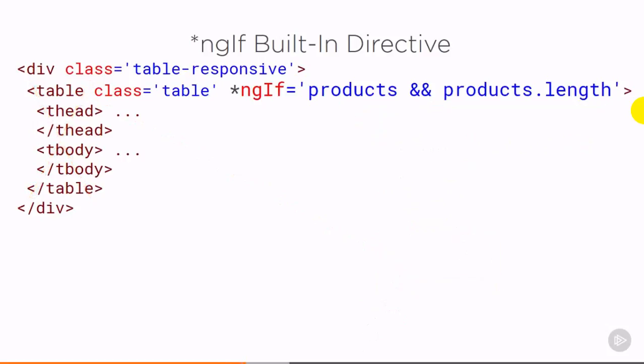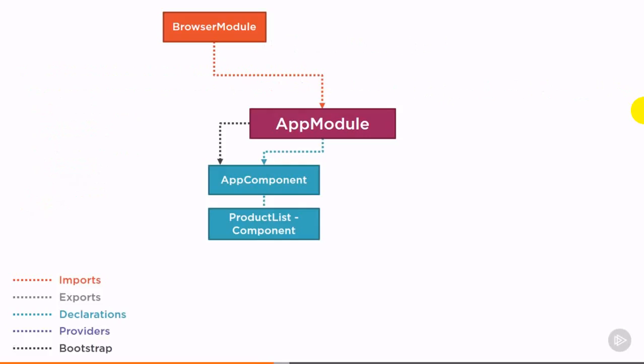But didn't we just say that an Angular module defines the boundary or context within which the component resolves its directives and dependencies? How will our application find this ngIf directive? Looking back at the illustration of our app module, we see that it imports BrowserModule.